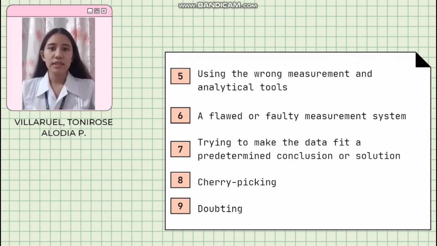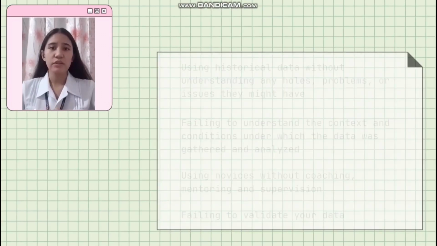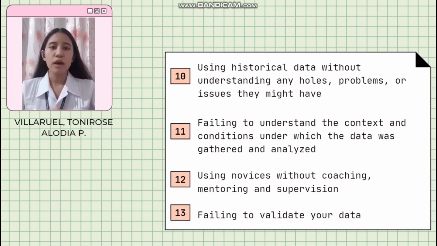Next, trying to make the data fit a predetermined conclusion or solution, as well as cherry-picking the data to fit your predetermined solution. Doing this messes with the accuracy and objectivity of the data. Next is doubting what the data is telling you. Another is using historical data without understanding any holes, problems, or issues they might have. Historical data is not always perfect. Also, failing to understand the context and conditions under which the data was gathered and analyzed.